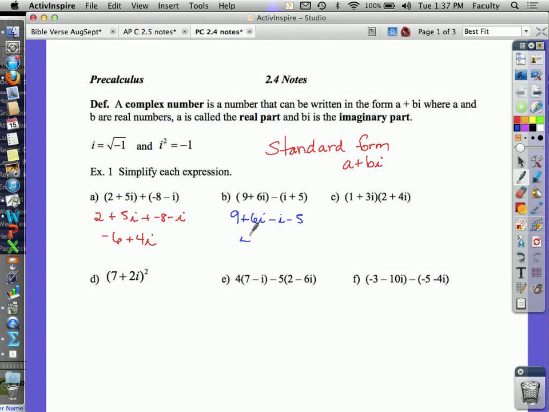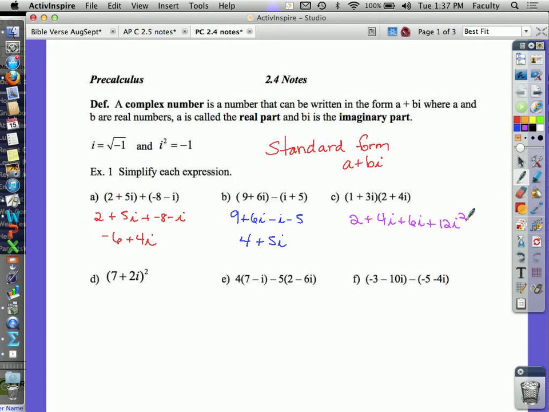9 minus 5 is 4. 6i minus i is your 5i. Okay? All right. Letter C. We're going to FOIL this one. So the first, the outer, the inner, and the last.